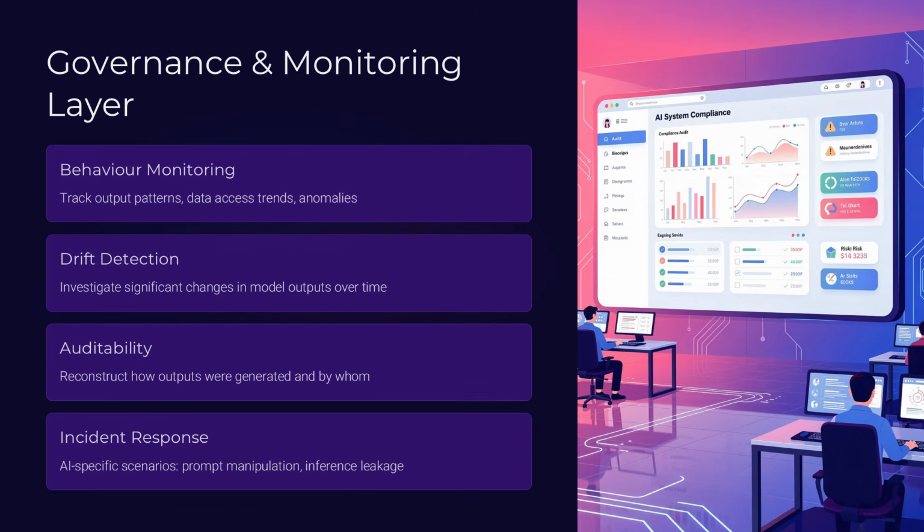At the top of your layered model sits governance and monitoring. Security architecture is incomplete without continuous oversight. Monitoring must extend beyond infrastructure metrics. You must monitor model behavior, output patterns, data access trends, and anomaly indicators. Drift detection becomes relevant. If model outputs change significantly over time, investigation may be required.